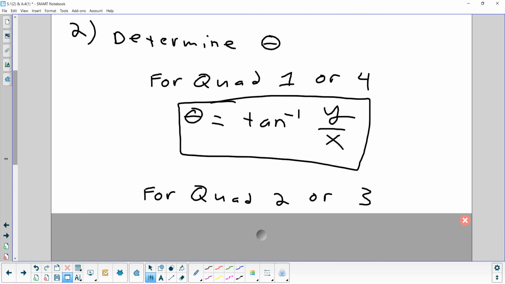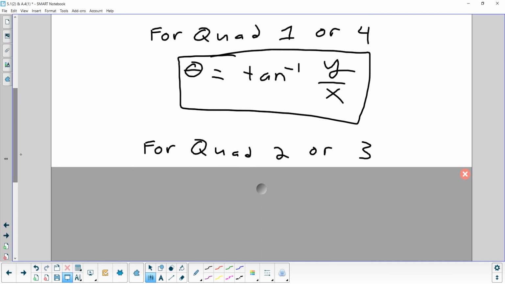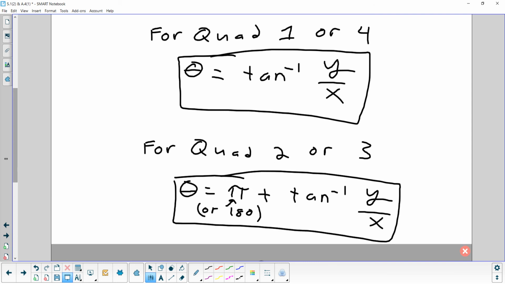That formula works perfectly fine in those quadrants. If you are in quadrants 2 or 3, the left half of the circle where inverse tangent will not ever give you an answer, you have to take that formula and add pi to it if you're doing it in radians. If you're doing it in degrees, you would add 180. So you only have to add 180 if your point is in quadrants 2 or 3.